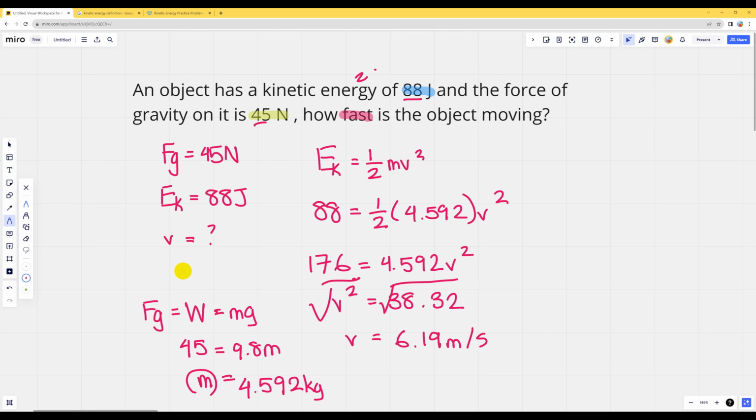Now again, regarding the sig figs, we have two sig figs in each of the two values given in our question, so we can write the final answer as 6.2 meters per second if we want to be more precise. And that concludes my video on kinetic energy.